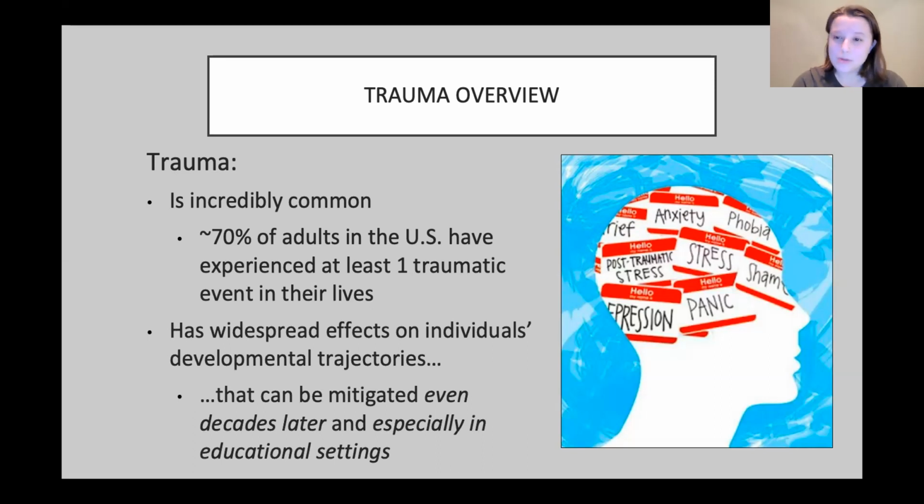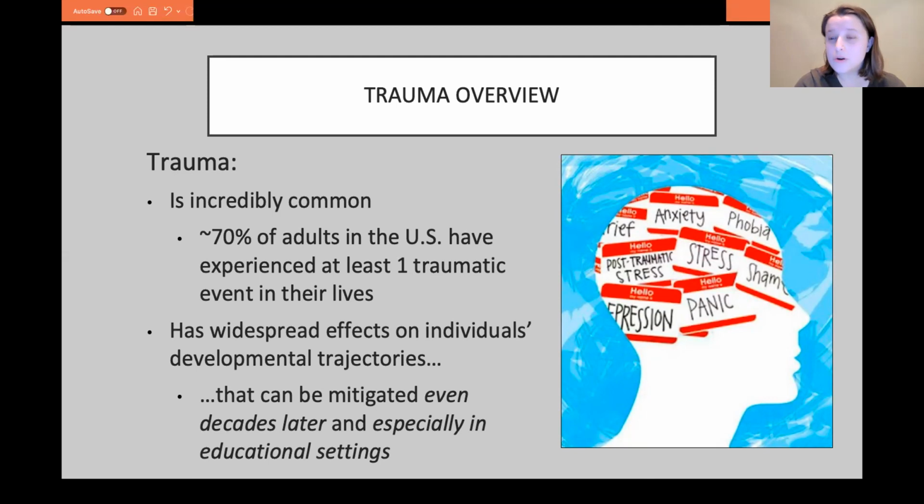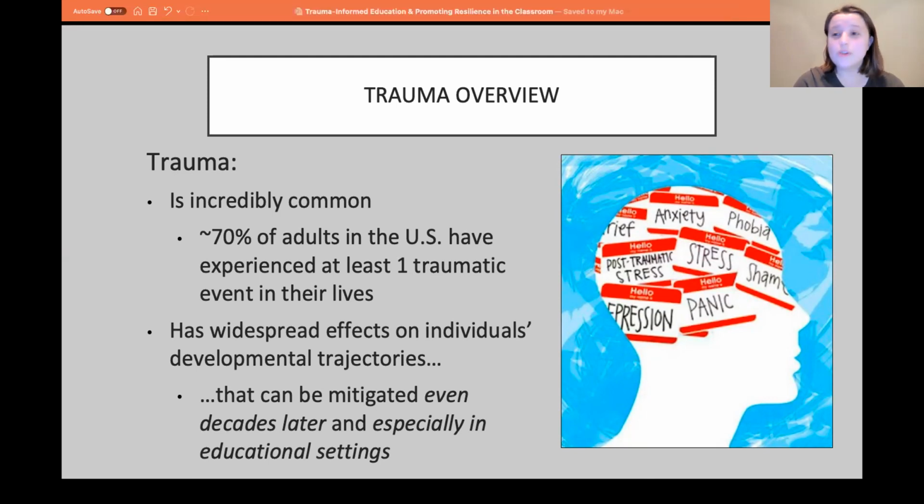Something else that we know about trauma is that it has widespread effects on individuals' developmental trajectories. That can mean things like academically, socially, your ability to regulate your emotions, your ability to engage in cognition. Those are all going to be affected as a result of trauma, specifically early trauma, but all trauma nonetheless.